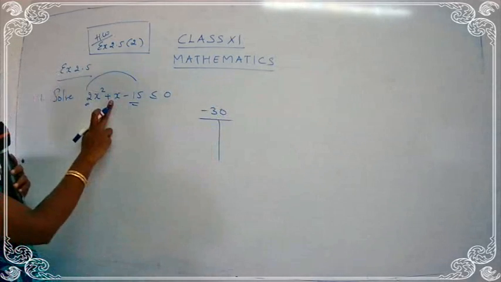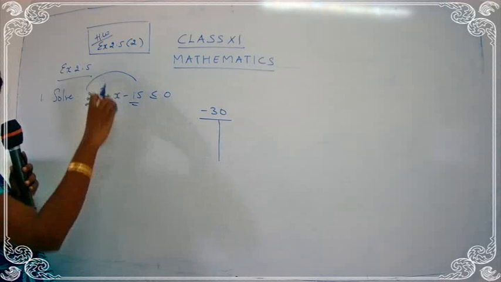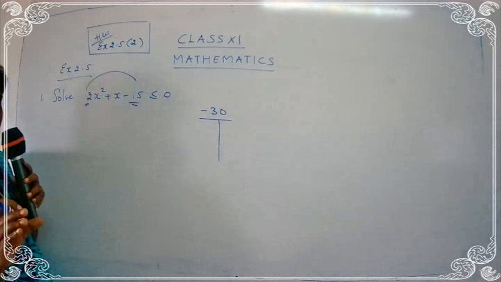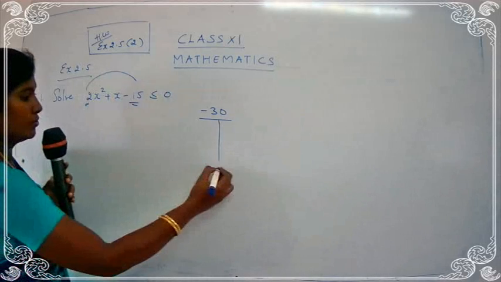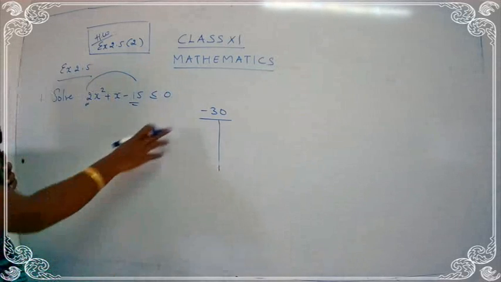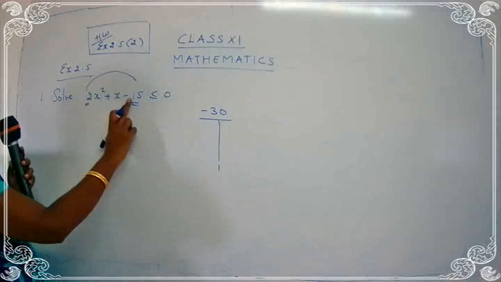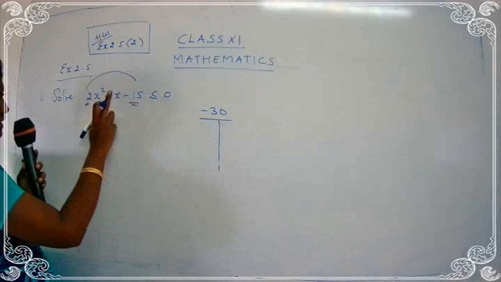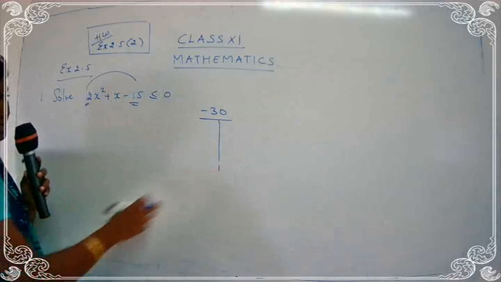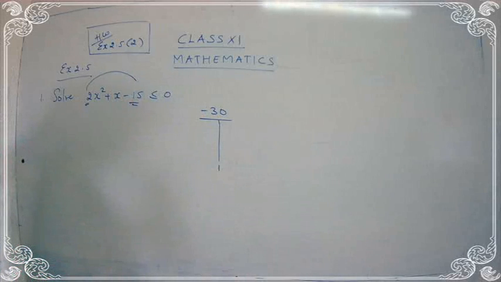And what are you going to write down here? You have to write the middle term. What is the middle term? I'm not going to write the middle term, I'm going to write the coefficient of the middle term. So what is the coefficient here? It's 1. So I'll write here 1. I hope you are clear children. So 2 into minus 15 gives you minus 30. And what is the coefficient here? It's 1. Minus 31. Okay.